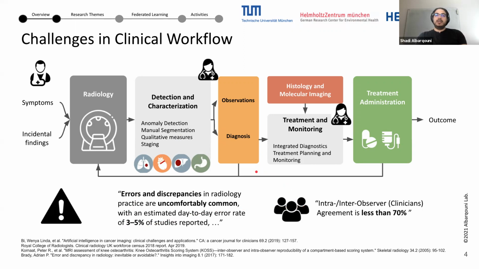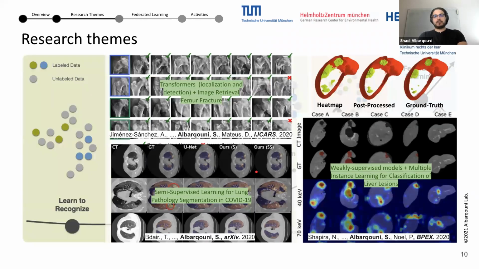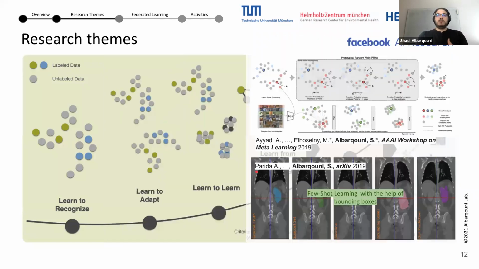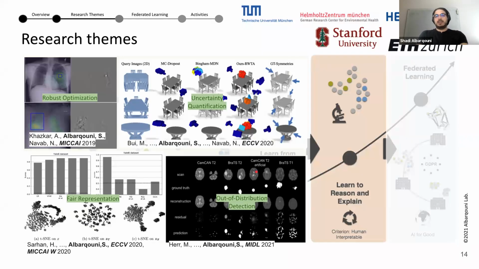So to this end, we identified three potential areas where AI can mitigate these challenges: data curation, computational algorithms, and quality assurance. And this is what shaped our research portfolio in the last few years. Tackling the major technical challenges of data scarcity, domain shift, generalization, data heterogeneity, working with multimodal data, and finally, robustness and explainability.